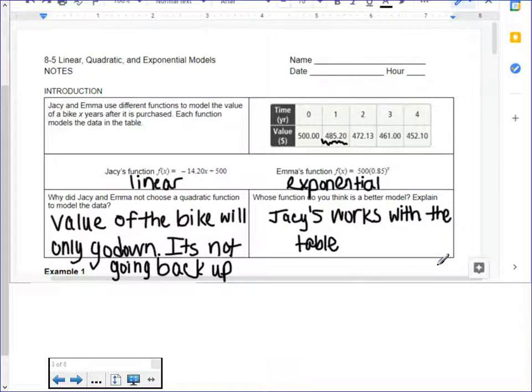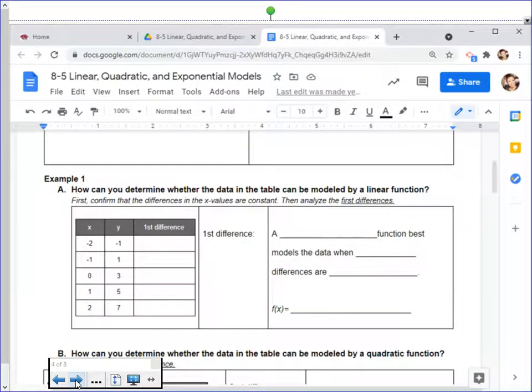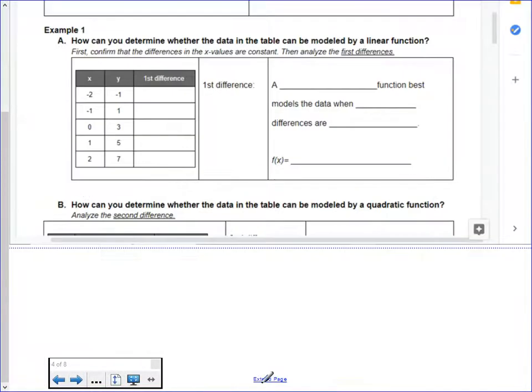We'll move on to example 1. It says, how can you determine whether the data in the table can be modeled by a linear function? That's funny that it's a linear function thing because that's what our bell work was today. Here is a table. What you want to do is find, it's almost like you're finding the slope between everything. It's kind of confusing how they wrote it, but how much difference is there from -1 to +1?